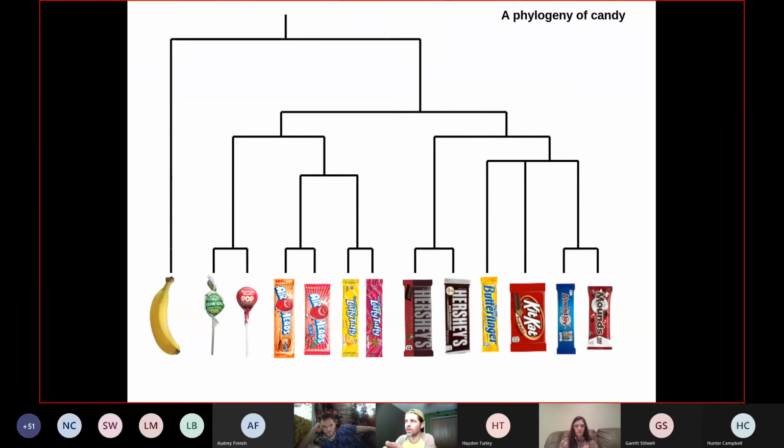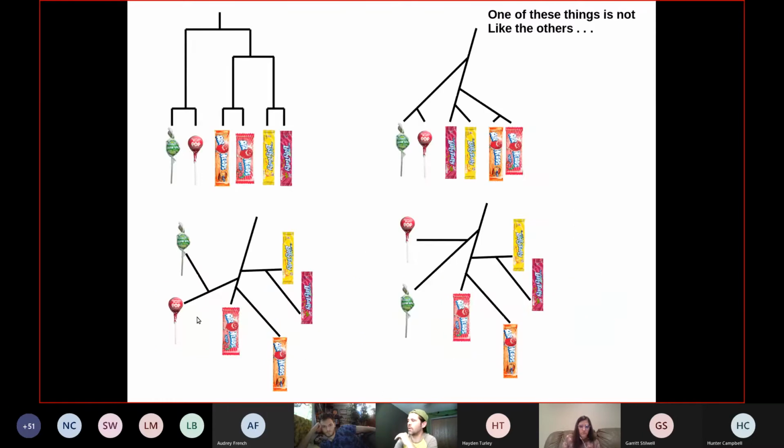Now, we had a question about what is a clade. So on this, I could say that banana is a clade, Blow Pop is a clade, Tootsie Pop is a clade, or lollipops is a clade. So it's any group that you, the human, want to try to designate.